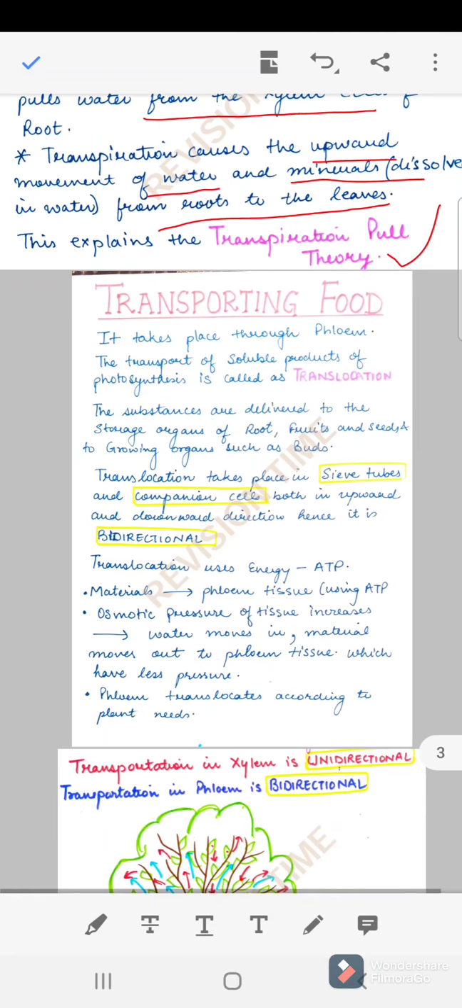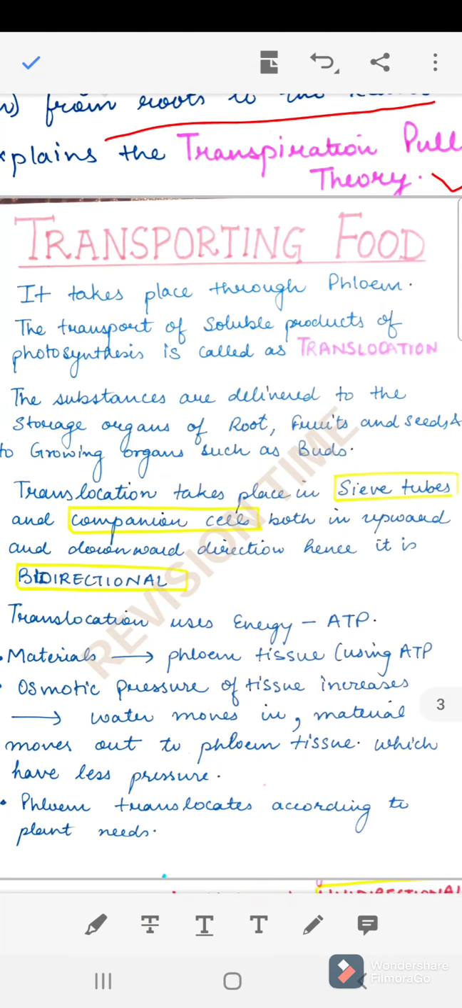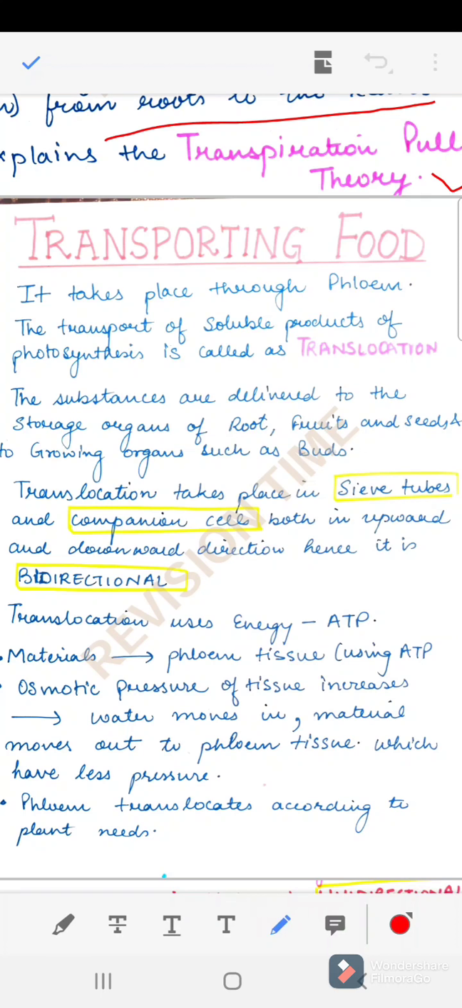Next, let us see how the food is transported. So the transportation of food takes place through phloem, and the process of transportation of soluble products of the photosynthesis is called translocation. We all know photosynthesis is the process of food production by plants in the presence of carbon dioxide, water, sunlight and chlorophyll.